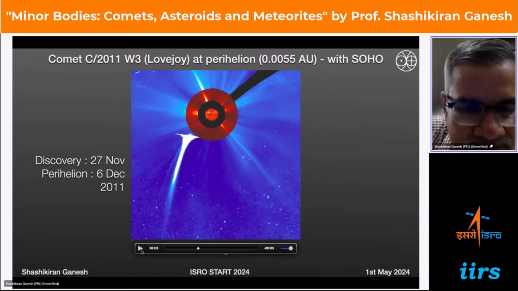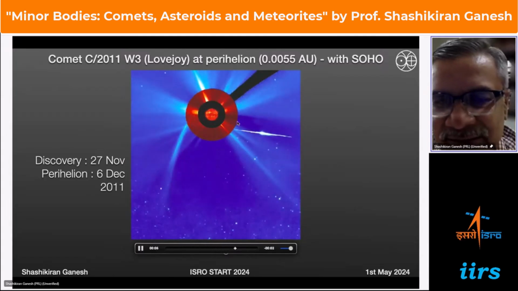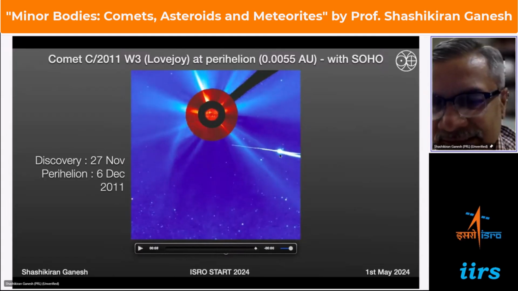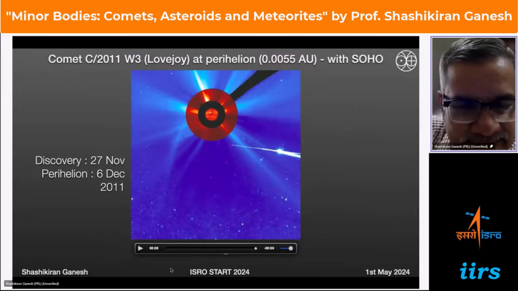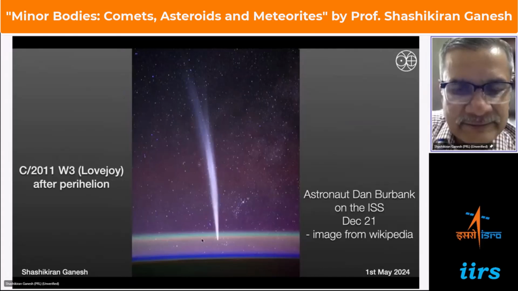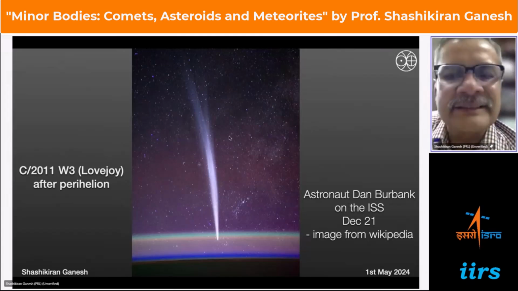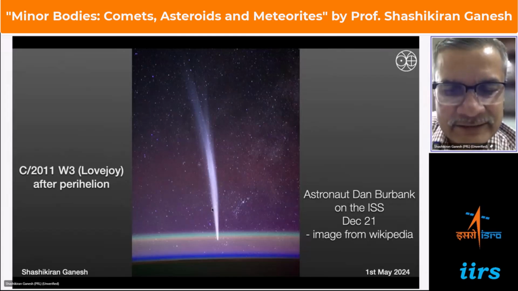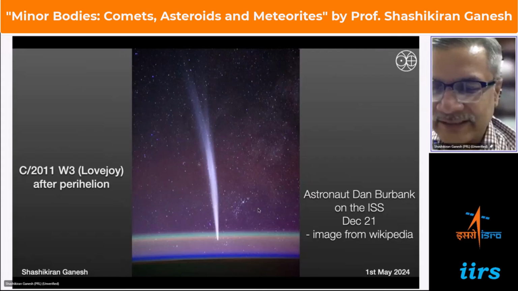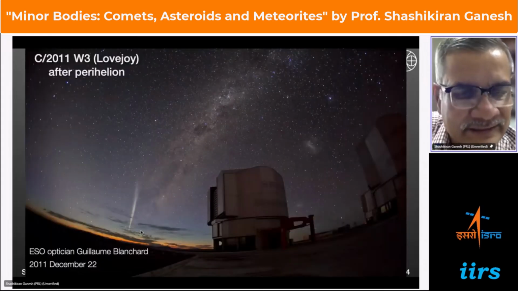Now watch what happens when it comes very close to the sun. It's just gone beyond, and now the tail is completely missing. Here it starts regrowing. This comet, in fact, has a very interesting history if I were to go into it. But after perihelion, it provided very spectacular images. This is from the ISS. This one is from an observatory site in Chile.